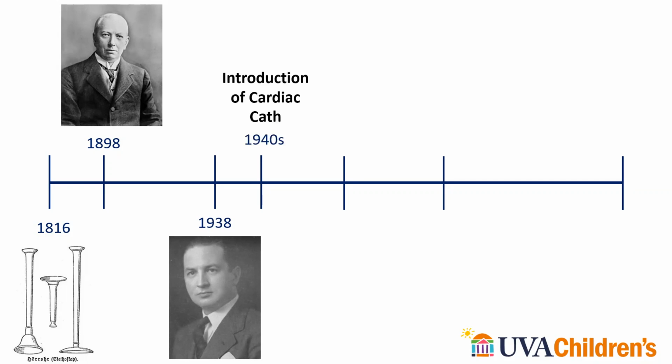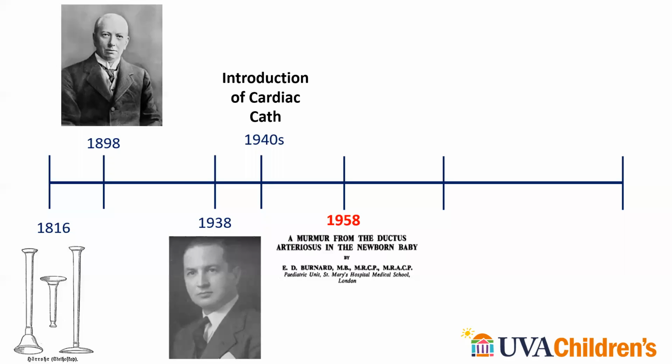In the 1940s, we actually have the introduction of cardiac cath, which allows for more accurate correlation between cardiac murmurs and their precise anatomic locations. And then in 1958 is when we actually start talking about the PDA in newborns for the first time.